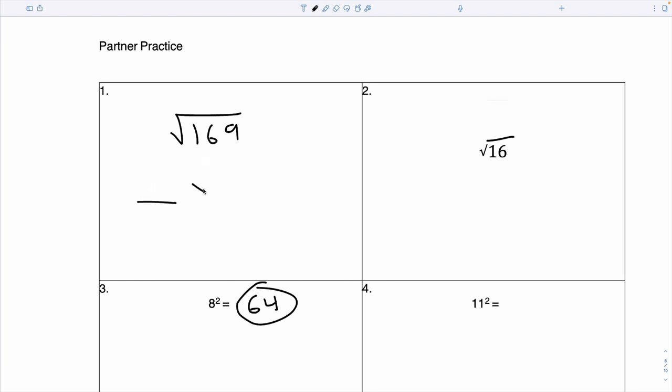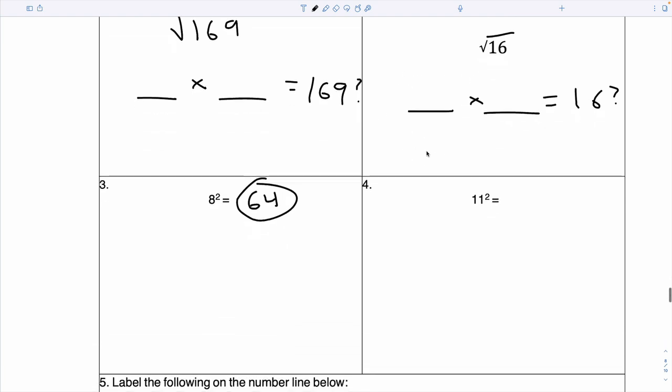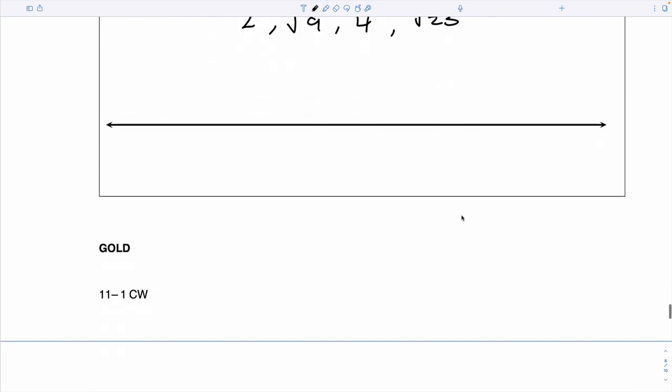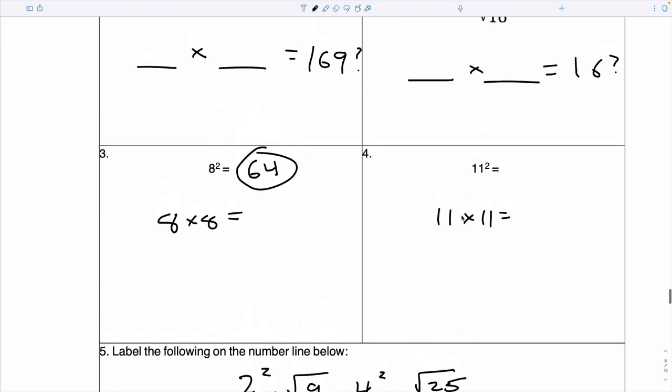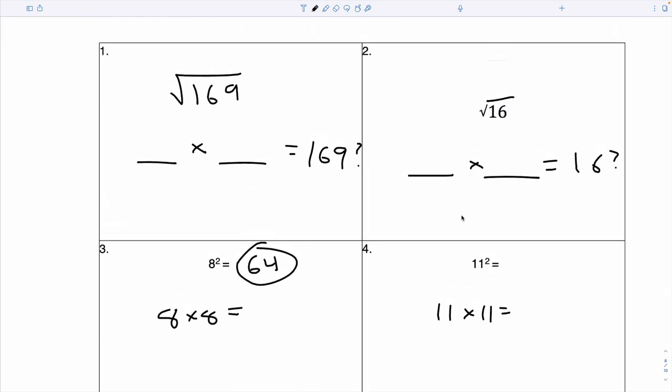What times what equals 16? What times what is 16? 8 times 8. Cool. That'll work.